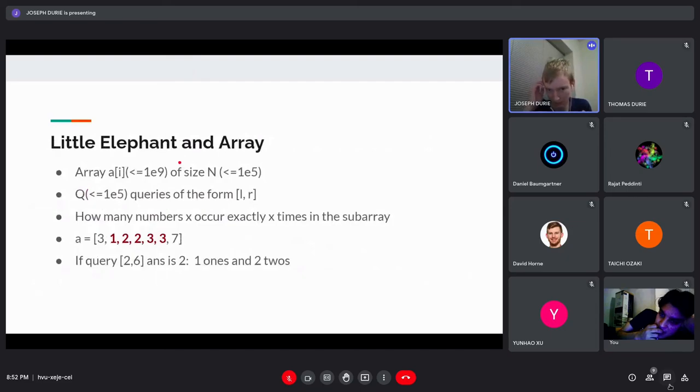So our last problem, again, you get an array of size n and q queries of the form L R. And you want to print out how many numbers X occur exactly X times in the subarray. So for this subarray, the answer would be 2, because 1 occurs once and 2 occurs twice. Right? Because X is occurring X number of times. So this one should be much easier to think about than the last one.